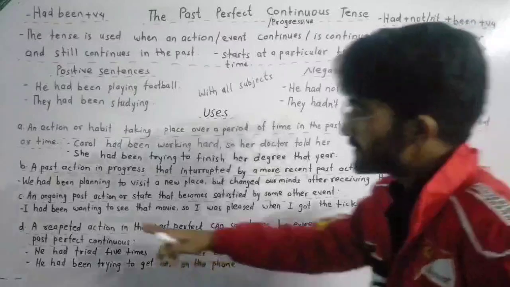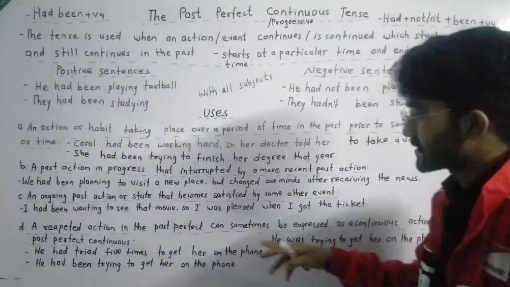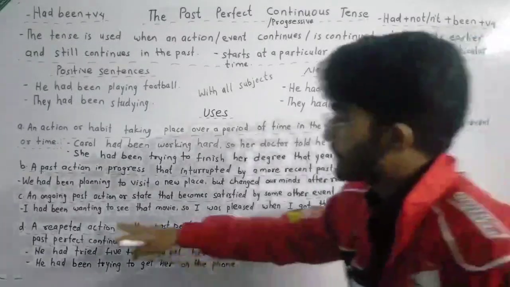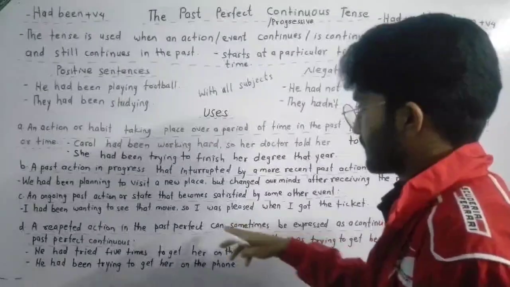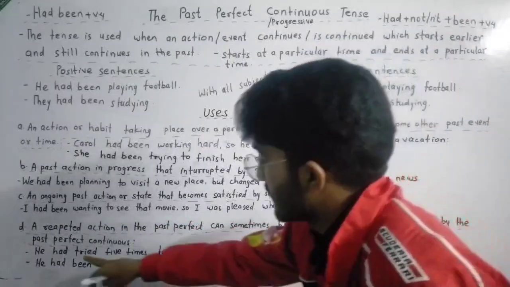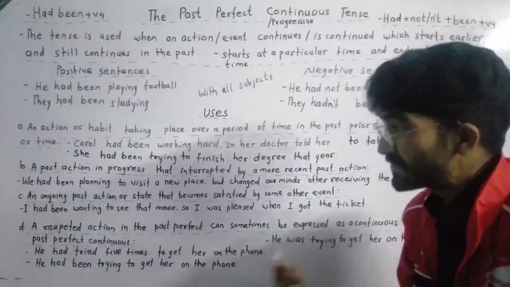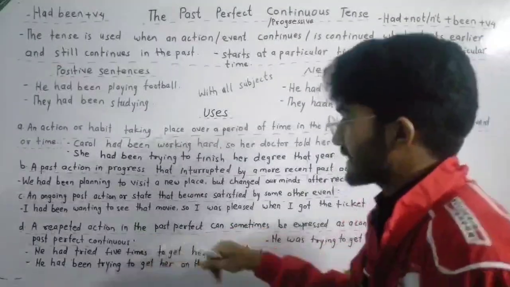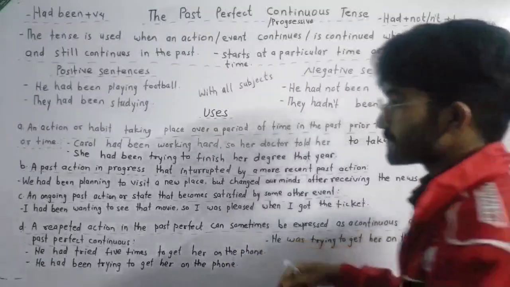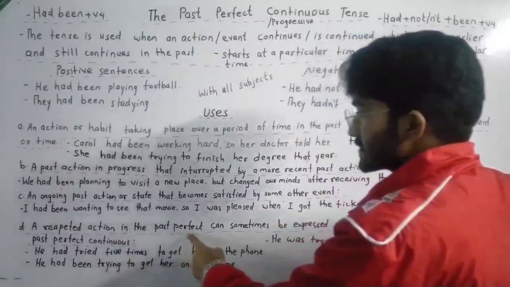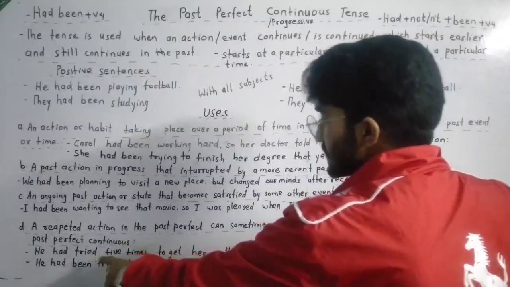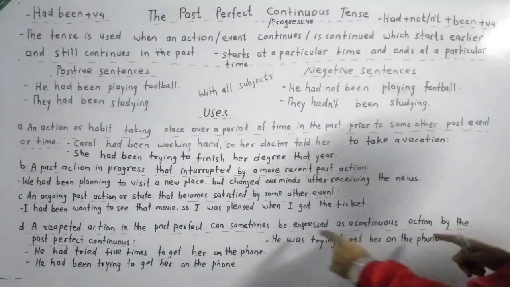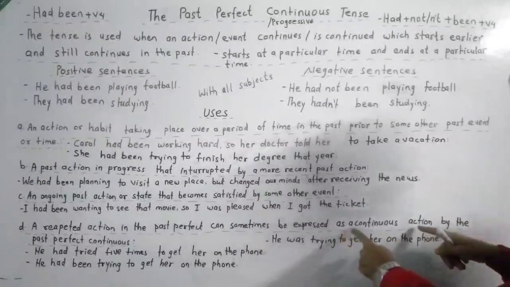And then another one is a repeated action in the past. A repeated action in the past perfect can sometimes be expressed as a continuous action. See, he had tried 5 times. It was a repeated action. He had tried 5 times to get her on the phone. It was a repeated action in the past perfect, had plus verb 3, and can sometimes be expressed as a continuous action.